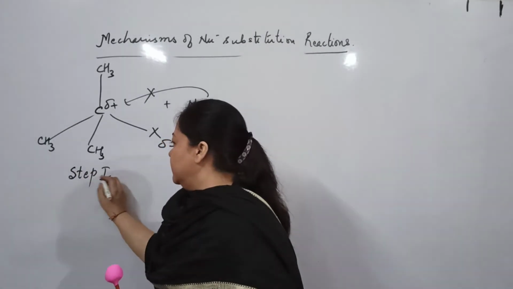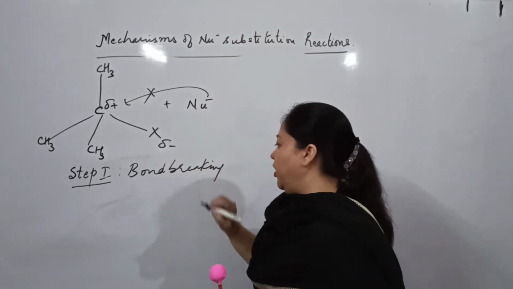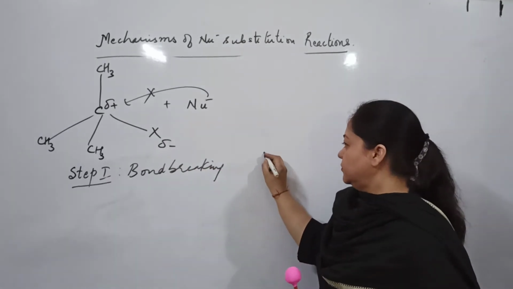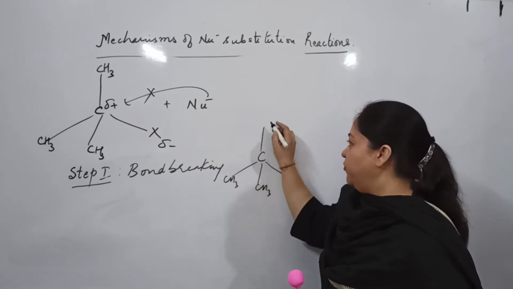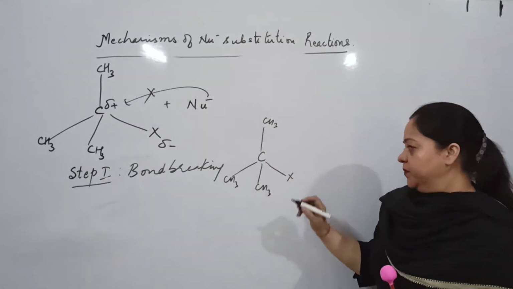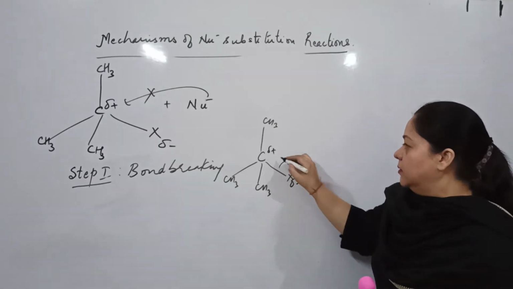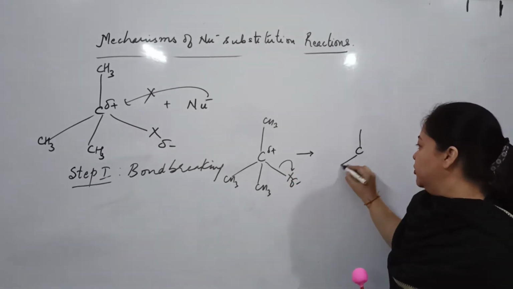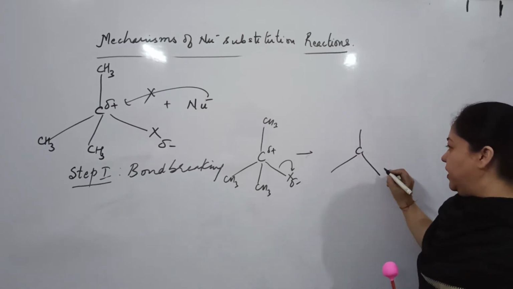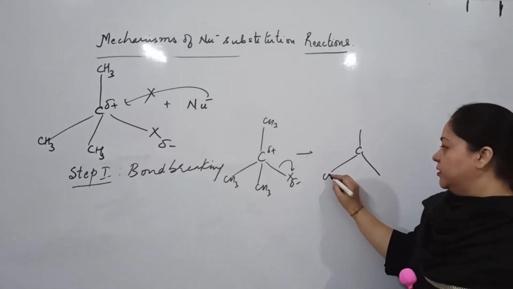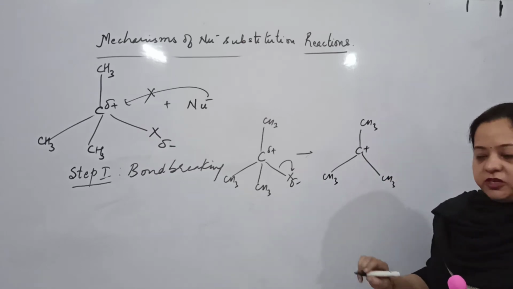Step 1, in which bond breaking takes place. Alkyl halide, alpha carbon tetrahedrally surrounded by 4 groups, halogen being more electronegative. This carbon halogen bond breaks, and when this bond breaks, this carbon is now left with 3 methyl groups. This carries the positive charge.